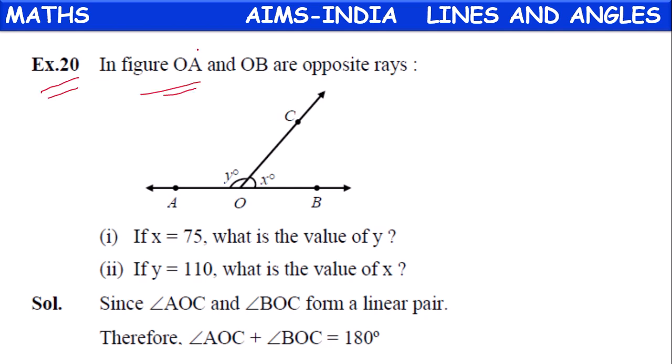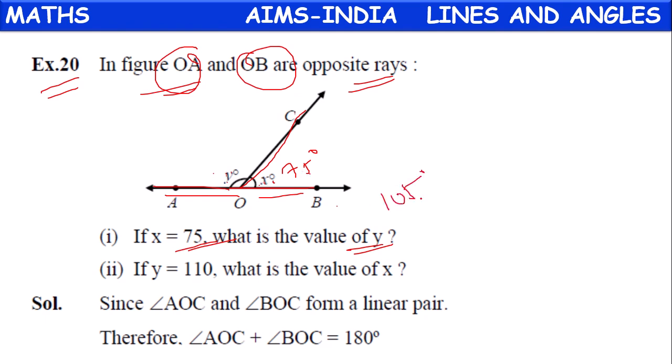Next one. In the figure, OA and OB are opposite rays. If x equals 75 degrees, then what is the value of y? If OA and OB are opposite rays and OC is the ray standing on AB, then these two will make a linear pair. The sum of these two will be equal to 180 degrees. If x is 75 degrees, then y will be 105 degrees. Directly we can tell.